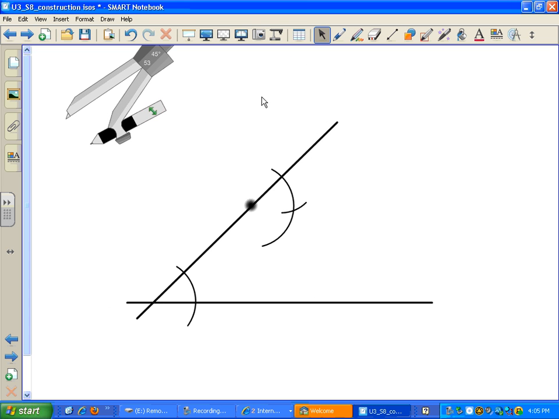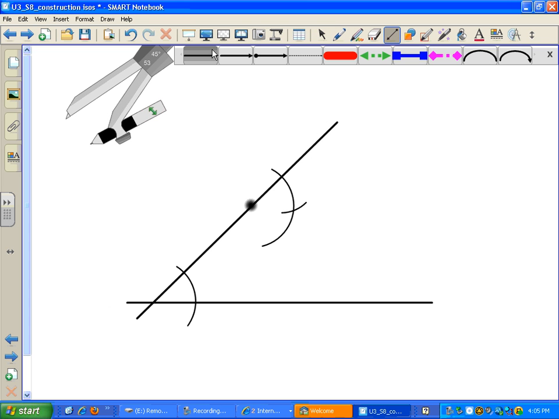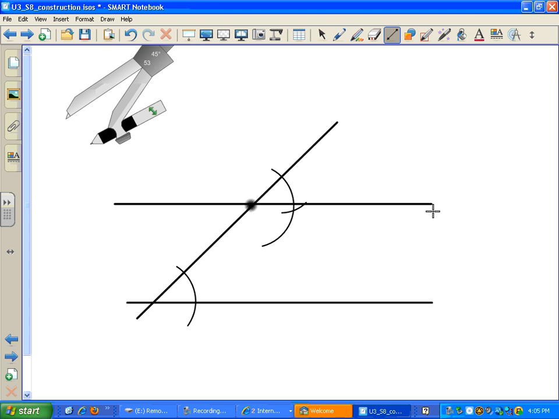Now what should happen is if I take my straight edge and draw a line through my original point and my intersection, I should have parallel lines. Mine's a little off because my point was really big, so I need to bring this line down. There we go, pretty close. Okay, so those lines are parallel.